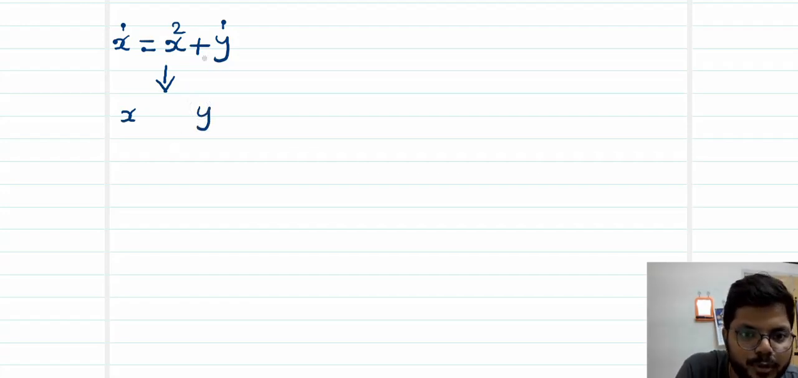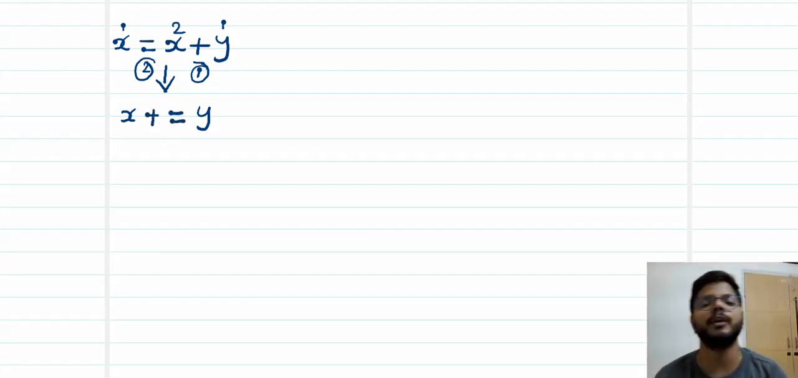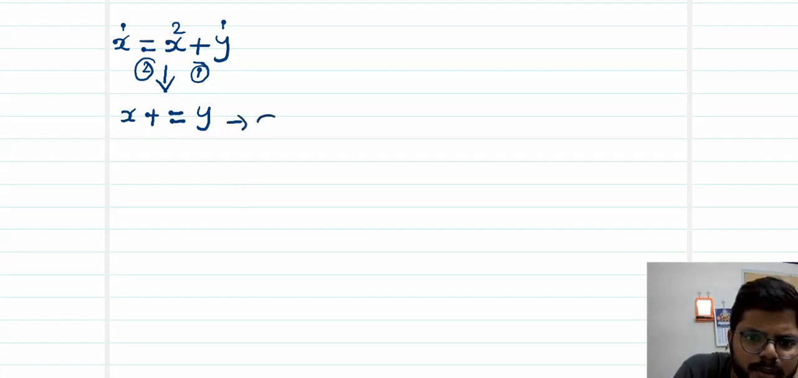Suppose you need to do a plus operation. The sign is used first and the equal to is used second. So this is what you need to follow. So x plus equal to y. That's simple. This is the simple equation that you need to write.